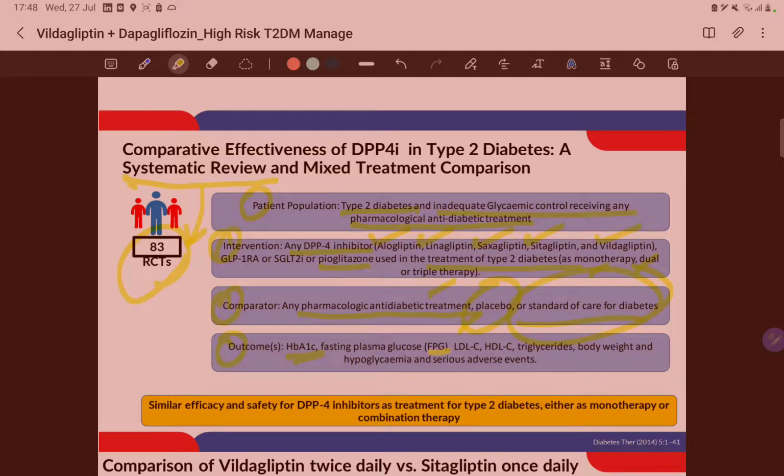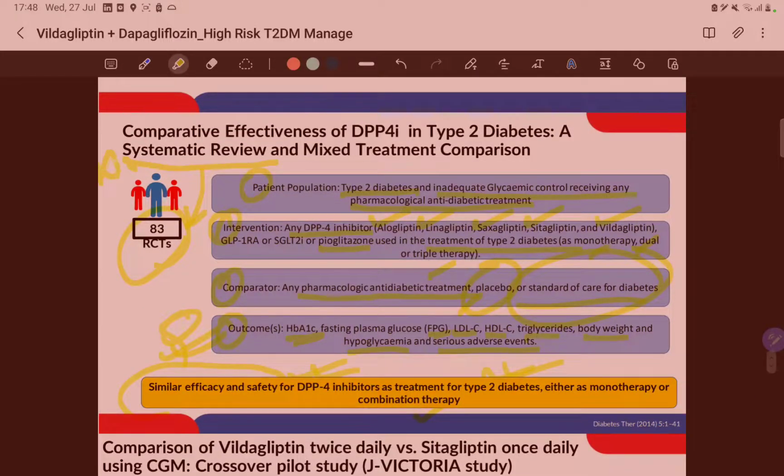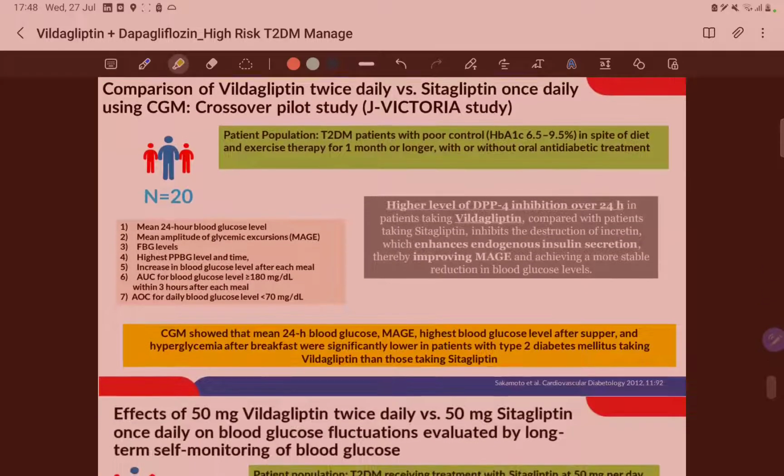We will measure FPG, that is the fasting plasma glucose, LDL, HDL, triglyceride, body weight, hypoglycemia, and serious adverse events. Similar efficacy and safety for the DPP4 inhibitors as treatment for type 2 diabetes, either as monotherapy or combination therapy, was observed in this systematic review, right?